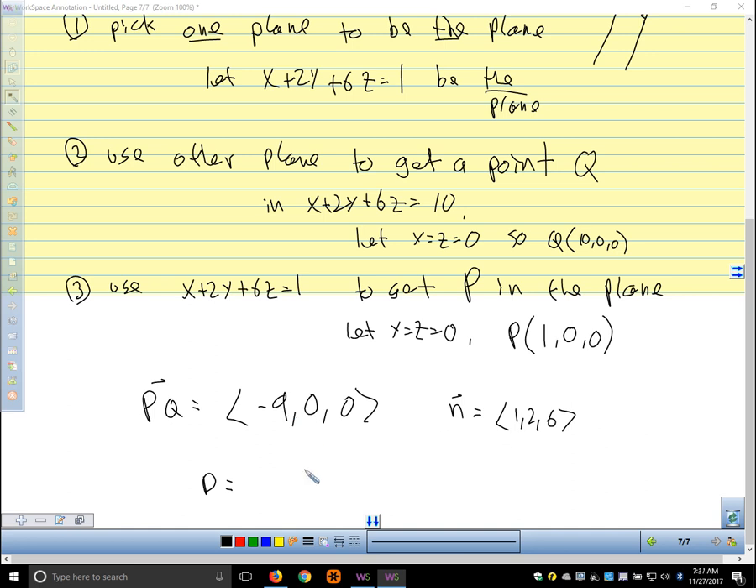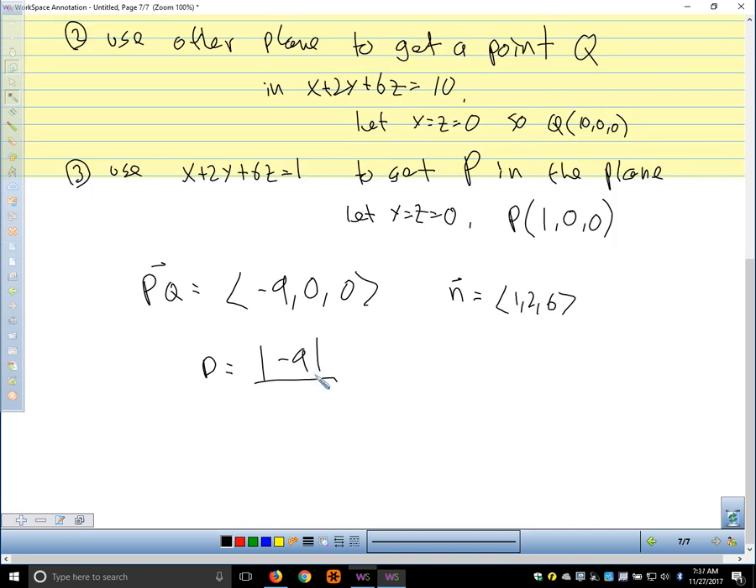Look how nice this turns out. The absolute value of negative 9. There's that 9 that we were talking about. Over the magnitude of n, square root of 41. So our distance is 9 over the square root of 41. So a little smaller than 9.